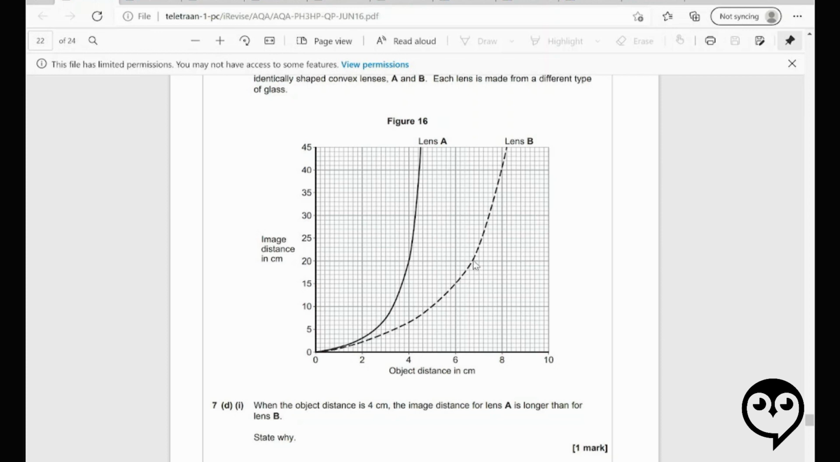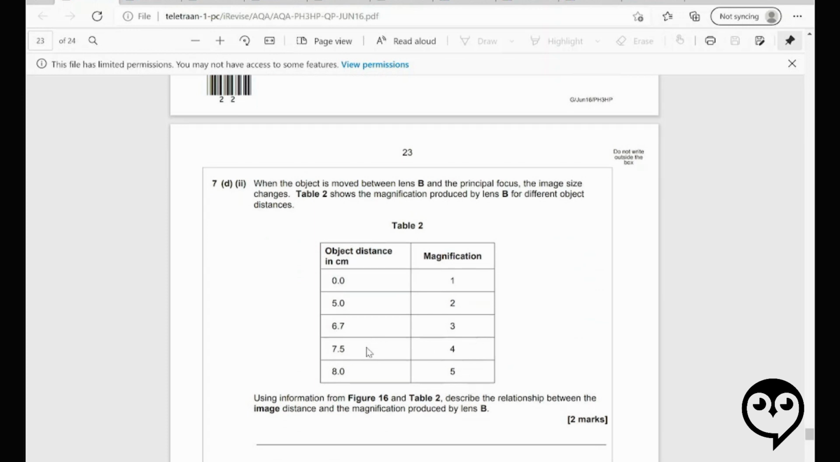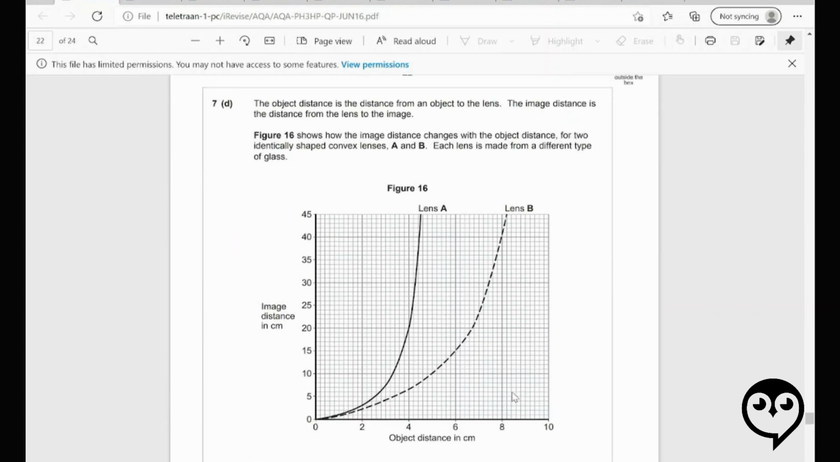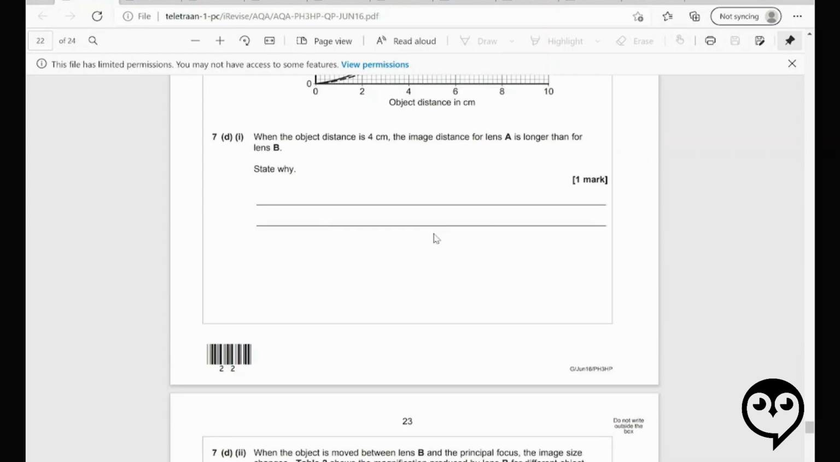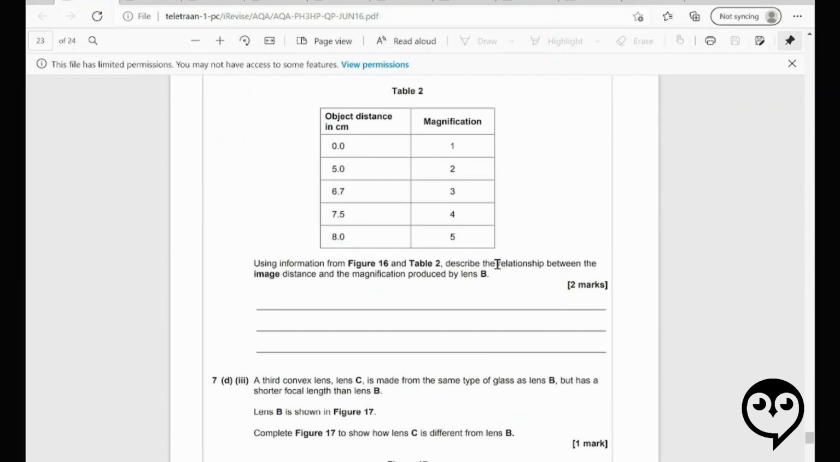We haven't gone up 30. We've gone up from 10 to 20. And now if we were to go from 6.7 to 7.5, 7.5 puts us up about 30. So we've gone from the 20 to the 30. If we go from 4 to 5, that's 7.5 to 8. So 7.5 is about at 30, and 8 is at 40. So it seems like for every rise in magnification by 1, we go up by 10 centimeters.